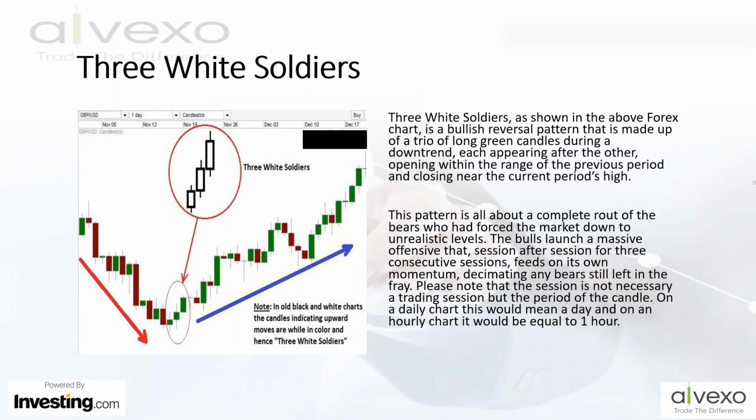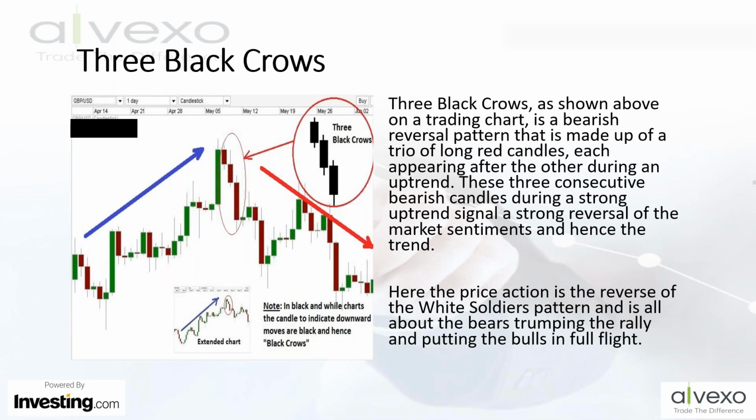But the pattern is all about a complete rout of the bears who had forced the market down to unrealistic levels. The bulls launched a massive offensive that session, and session after session for 3 sessions fed on its own momentum, decimating the bears. So when you get the 3 white soldiers in a downtrend, that trend is over and we're moving into a very strong uptrend. 3 black crows could be 3 red crows. And it's the exact opposite of the explanation.